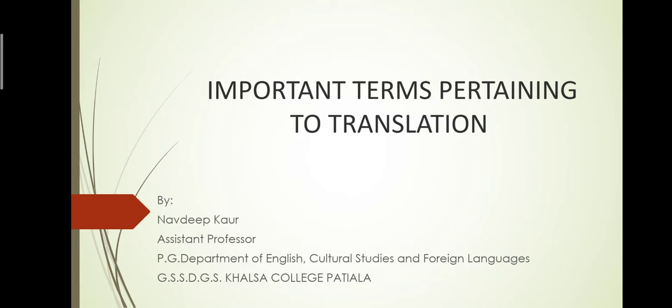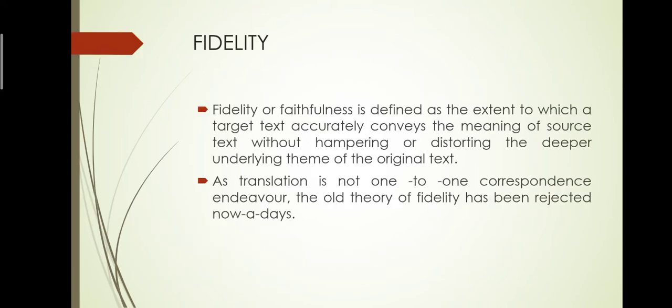Today I am going to discuss with you important terms pertaining to translation. The first one is fidelity. Fidelity or faithfulness is defined as the extent to which a target text accurately conveys the meaning of source text without hampering or distorting the deeper underlying theme of the original text. As translation is not a one-to-one correspondence endeavor, the old theory of fidelity has been rejected nowadays.